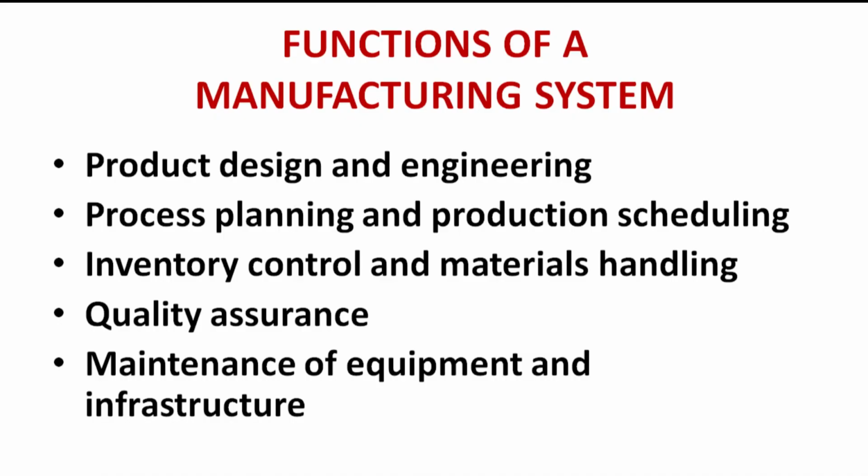So the first function of any manufacturing system is the product design and the engineering. When we talk about the product design, that means we have to design a particular product. We have to see what type of design it needs. For example, if I take the example of a table or chair, we have to see what are the various components, or whether we want a fashionable table or chair, or we want an office table chair. All these designs we have to think about, and that comes under the function of a manufacturing system.